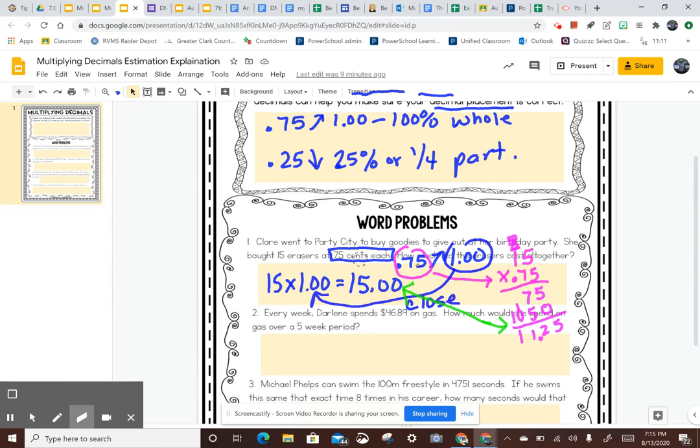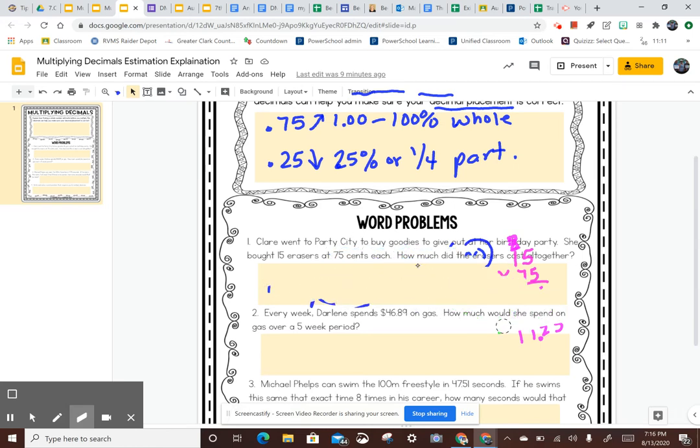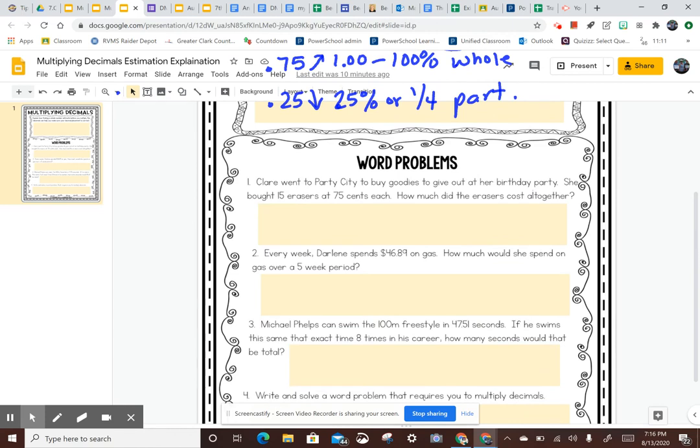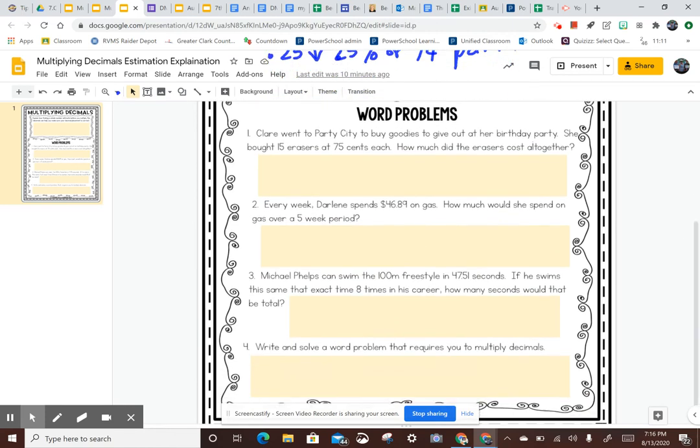Let's try one more example, and then I'll have you guys try the rest. I wish I could zoom it bigger so I had more space, but I don't have more space, so I apologize. You guys should be typing or using your paper or whatever you can to write on. I'm not sure what's happening with my computer. I apologize.